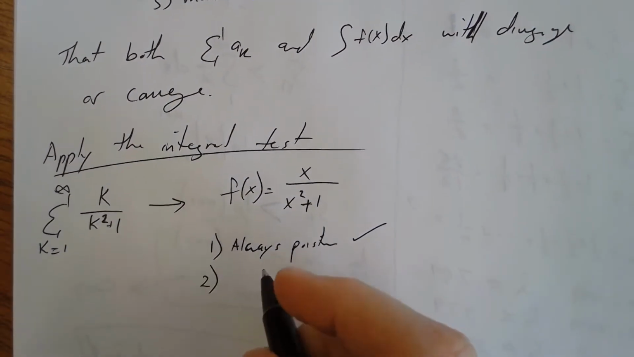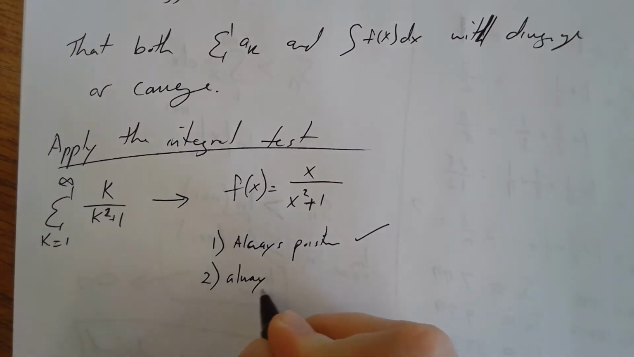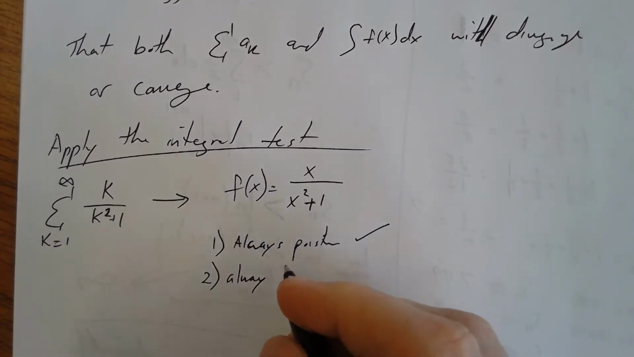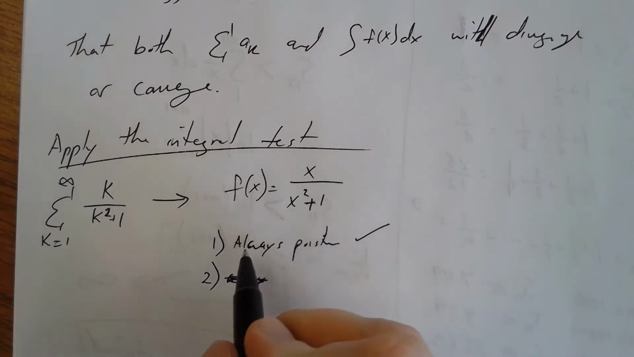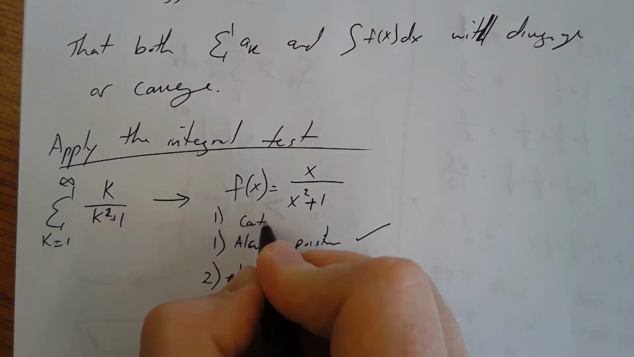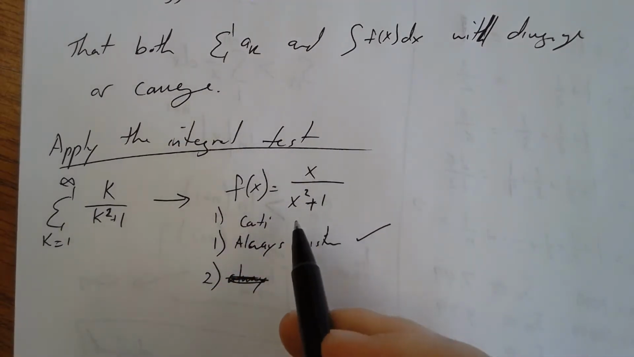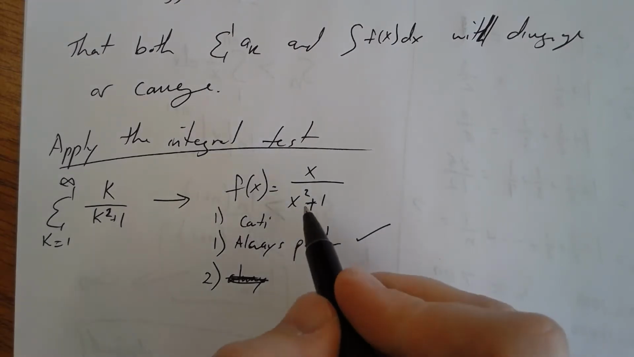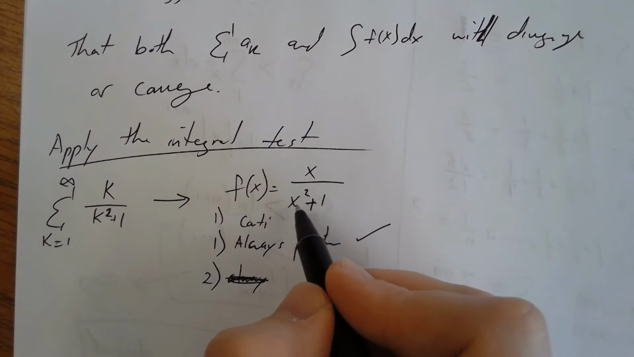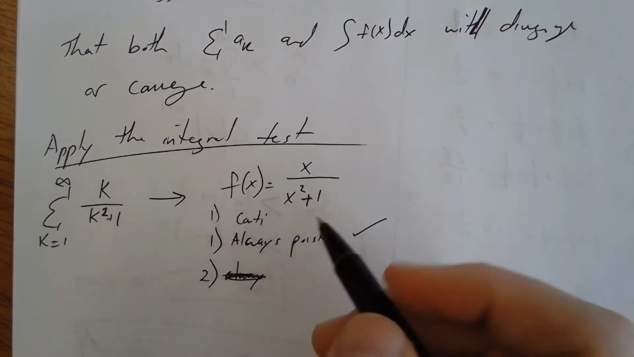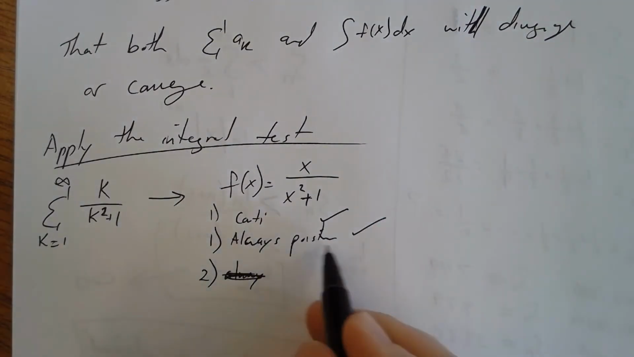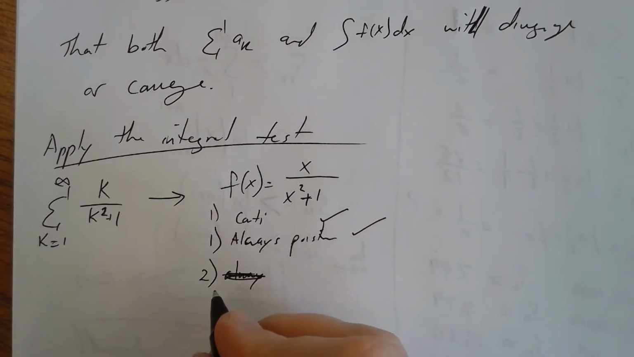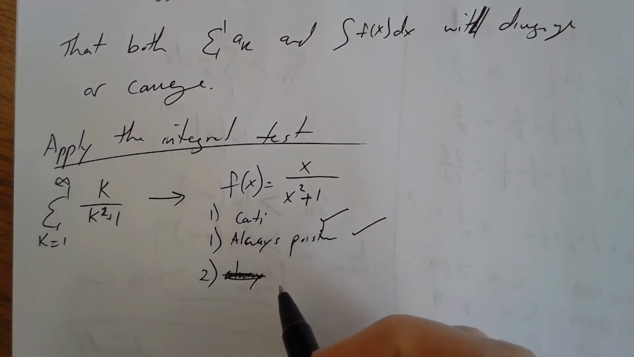Number two, that it's always decreasing. Sorry, we should have done continuity first. And this function is continuous everywhere. The denominator doesn't actually have any locations of error. It would if this was an x squared minus 1, but because it's x squared plus 1, it doesn't actually have any issues. So it is continuous everywhere. It is positive always. And then we just have to figure out, is it always decreasing or always increasing? Or is it doing something in the middle?